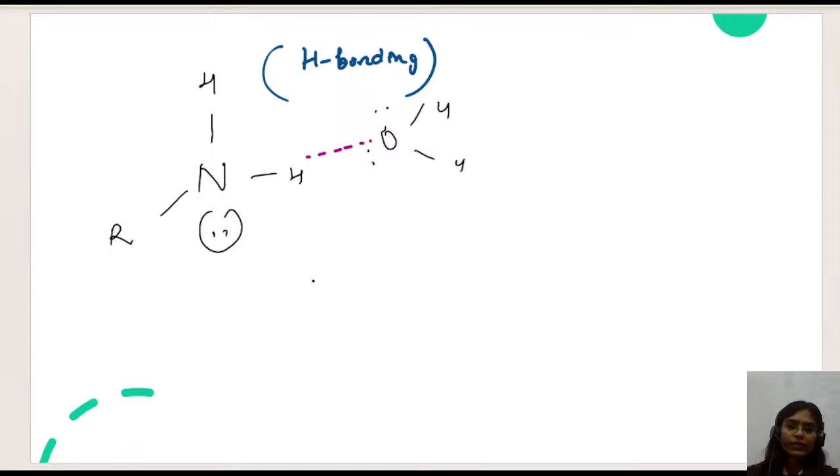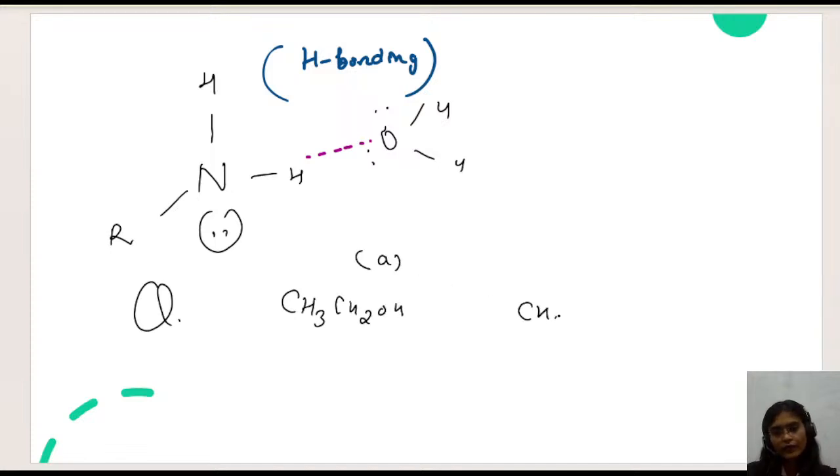This is the first point: they have very good solubility in water, like dissolves like. And if you consider organic solvents like benzene or toluene, the solubility is very bad. Now my question for you: if there is A, CH3CH2OH, and B, CH3CH2NH2, can you tell me between A and B which is more soluble in water?